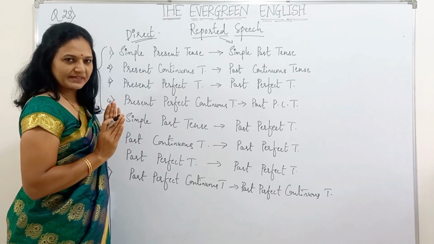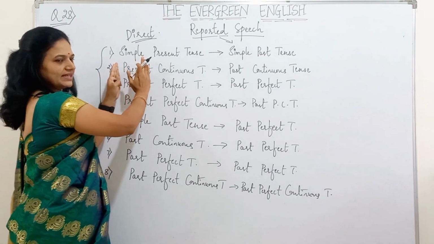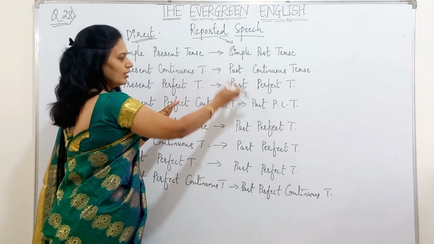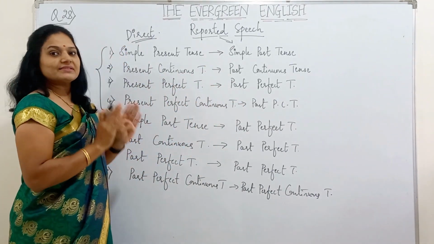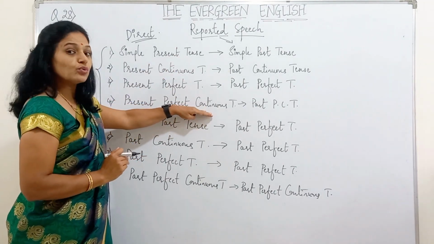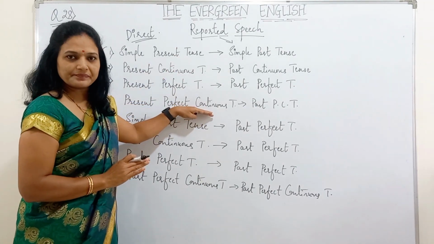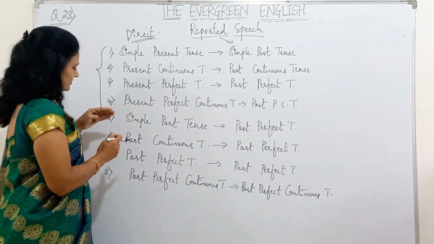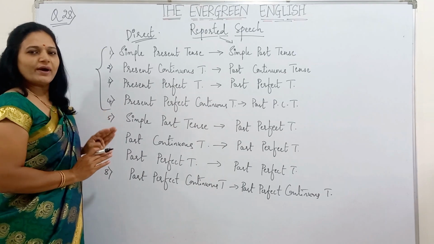You understand respective in the sense that all the 4 present tenses change to the 4 respective past tenses. These 4 rules are easy to remember. Clear? We don't have future tense there. Next, these 4 you have to remember.